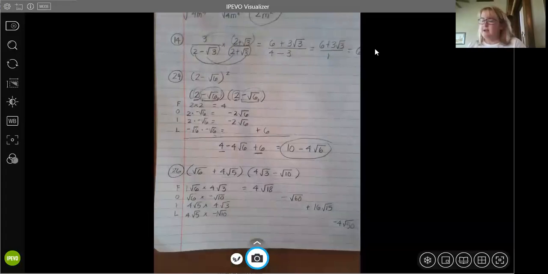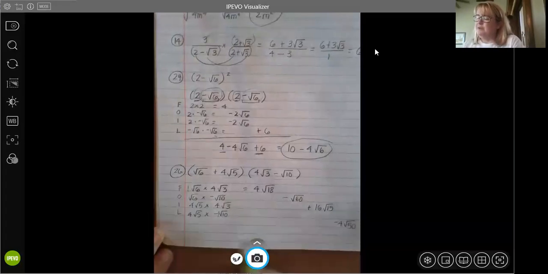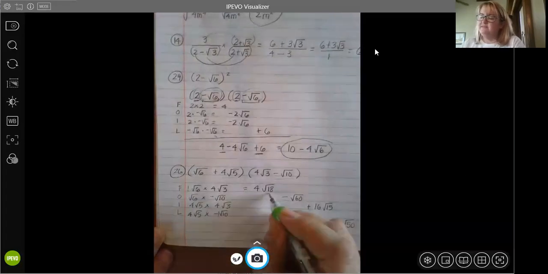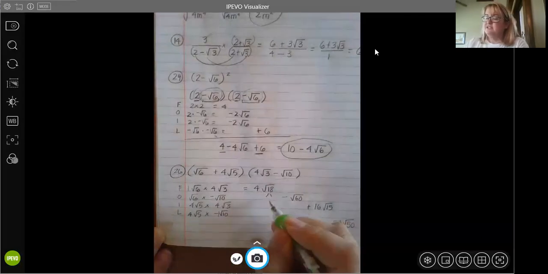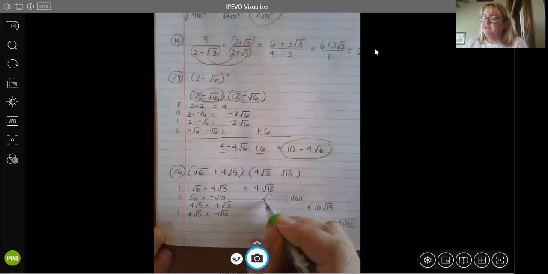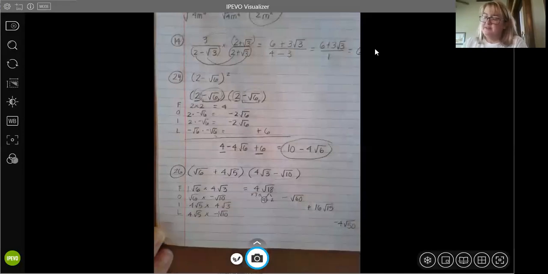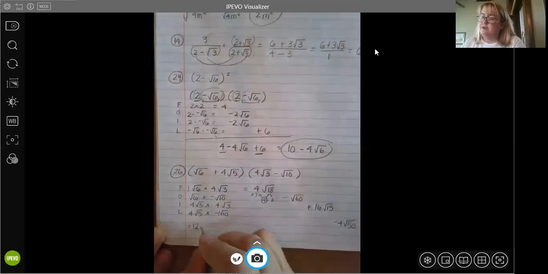Let's see if we can clean it up. I'm going to rewrite this, but I'm going to simplify as I go. So 4 times the square root of 18. Does 18 have a square factor? And the answer is yes. It'd be 9 times 2. The square root of 9 is 3, so I'm going to multiply this times 3. So 4 times 3 is 12 times the square root of 2 is left.